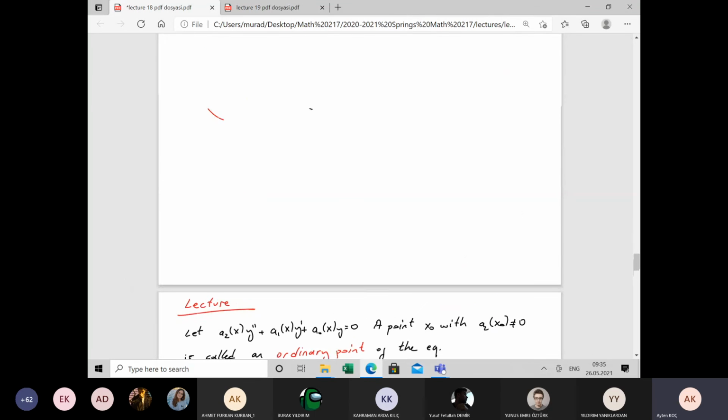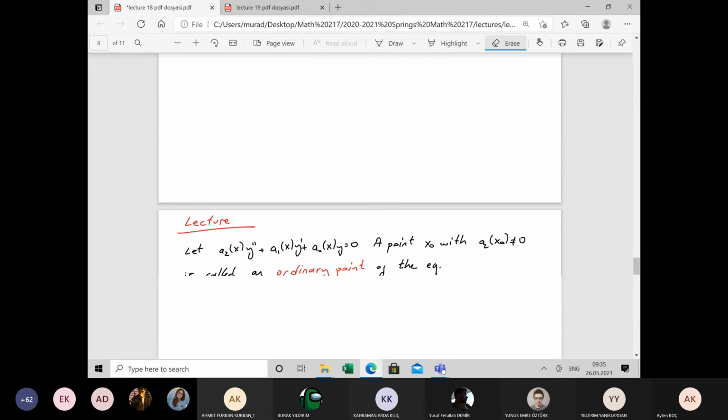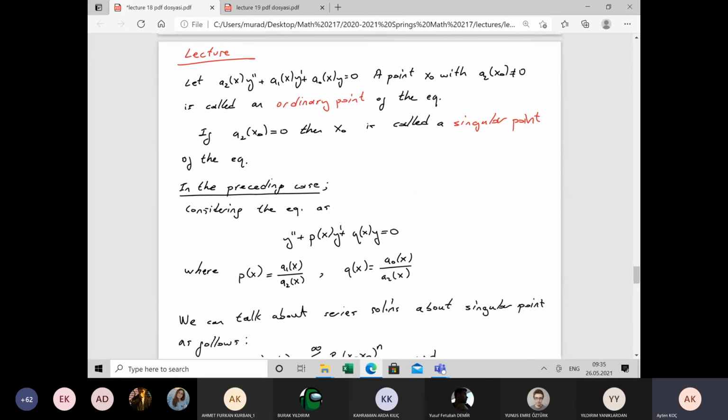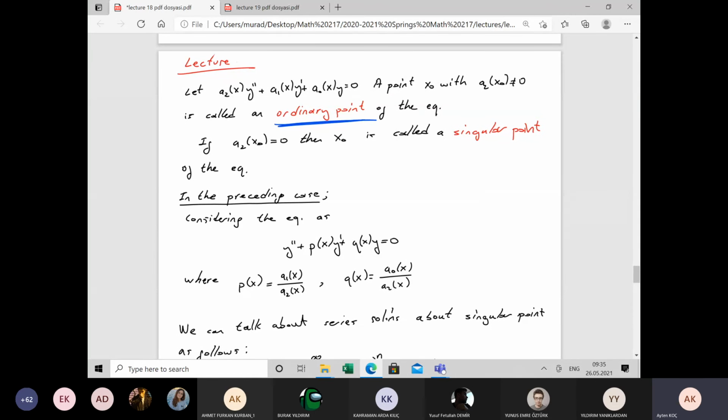Any question about the solution? Another type: maybe our point is not an ordinary point. Not an ordinary point means maybe the coefficients are 0 at this point. This point is called a singular point.